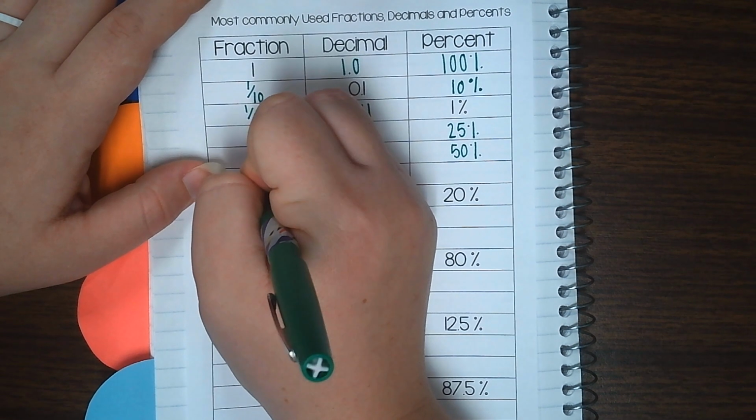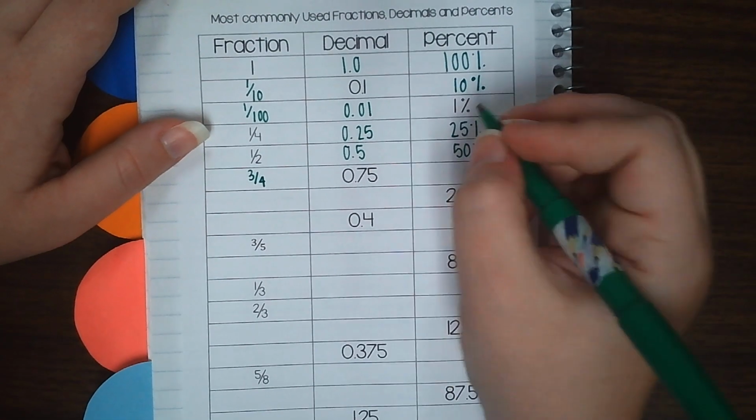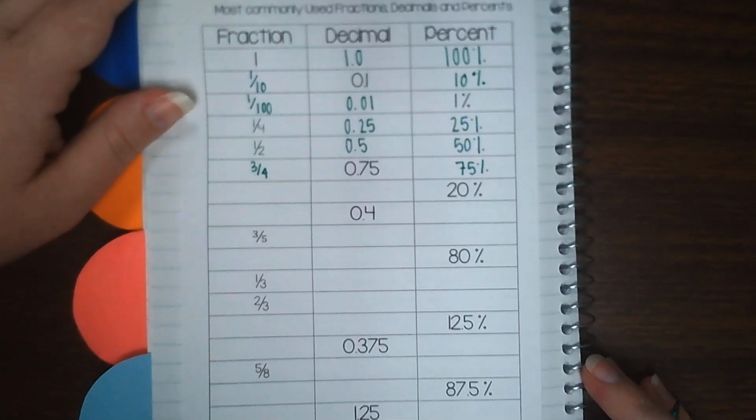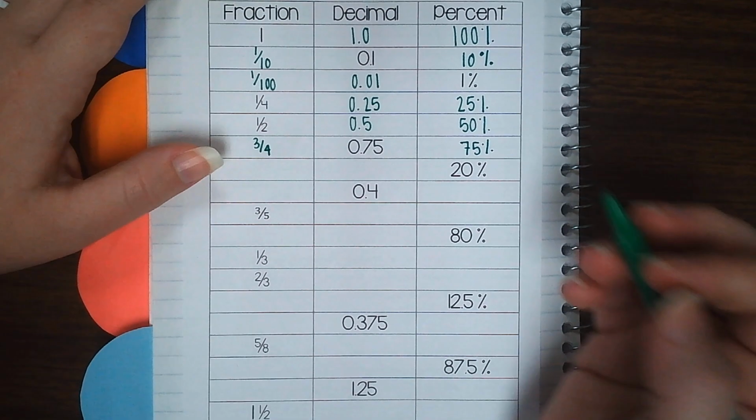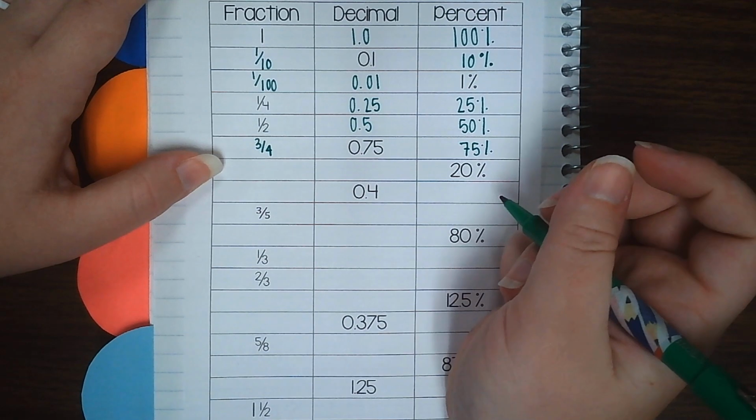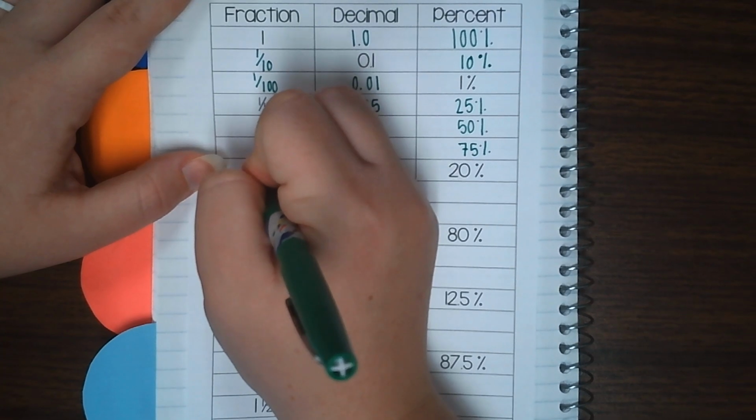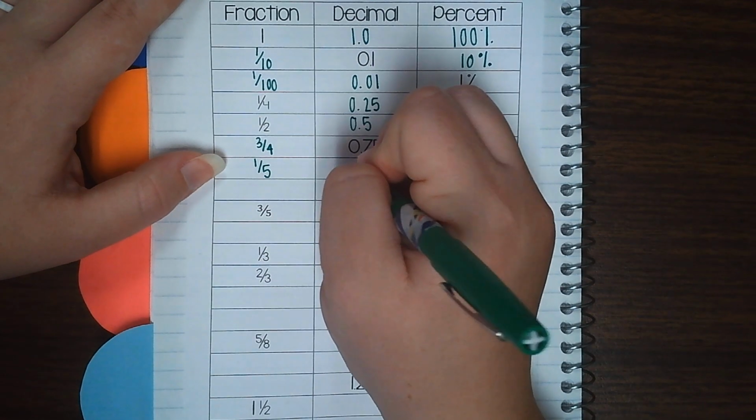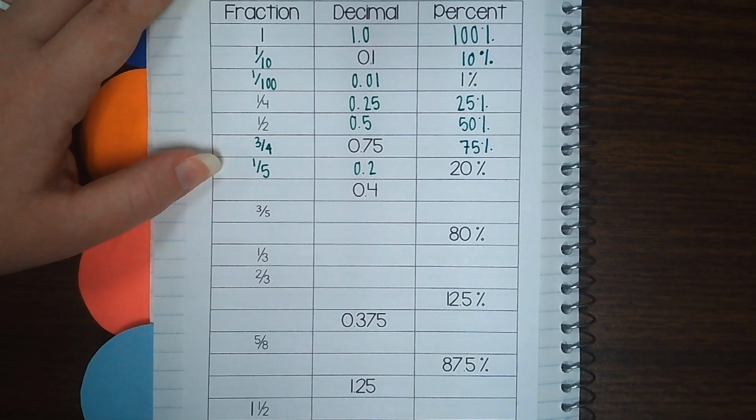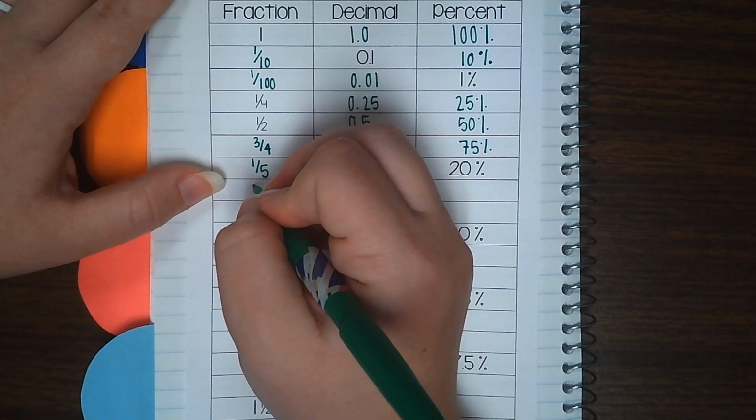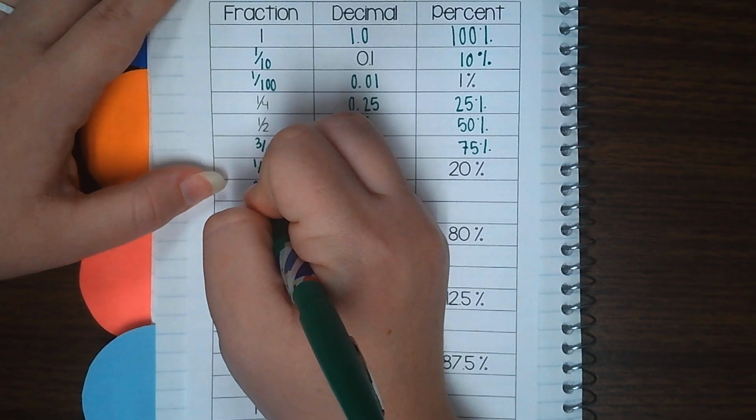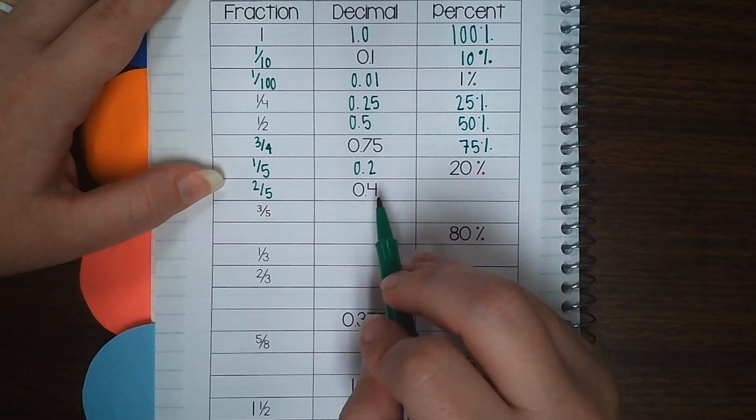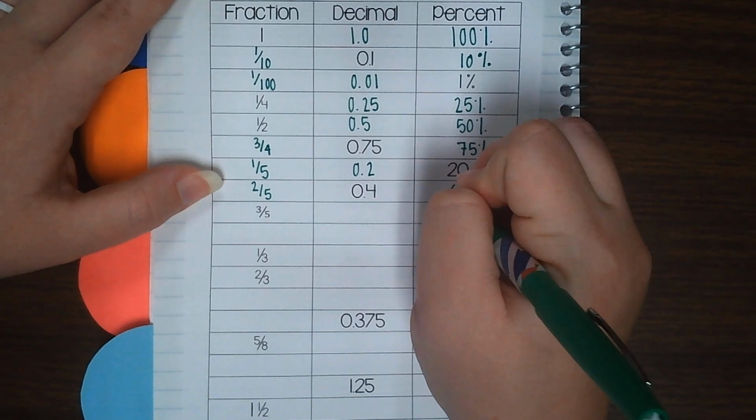75 hundredths we just did on the other page. It is 3/4, and 75%. 20% is 20 out of 100, which simplifies to 1/5. As a decimal, it is 0.2. 4/10 would be 4 out of 10, which simplifies to 2/5. If we move our decimal once, twice, that would be 40%.